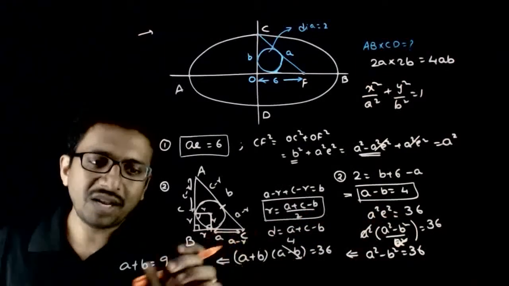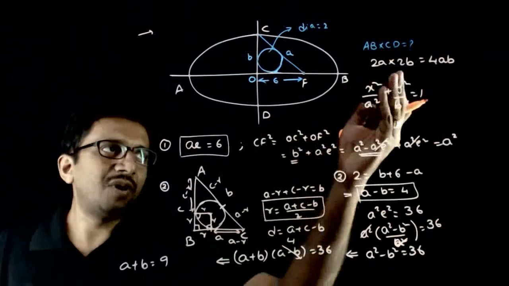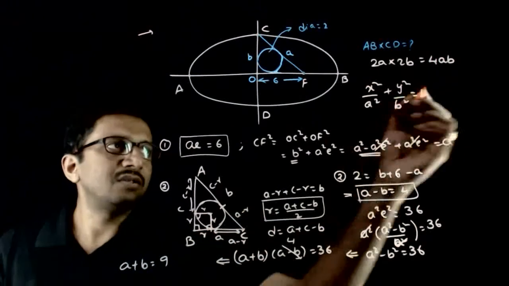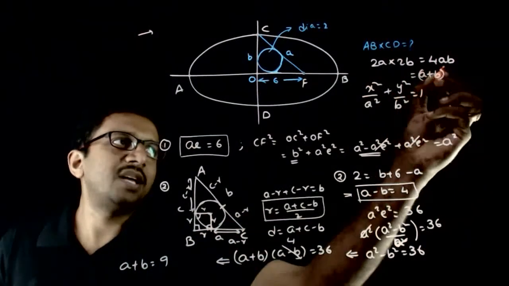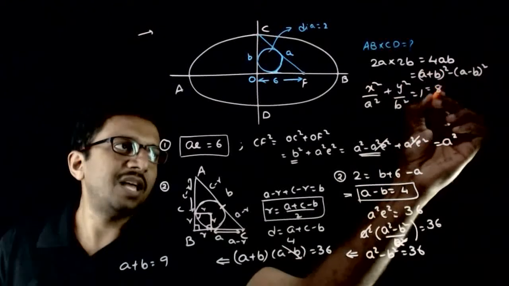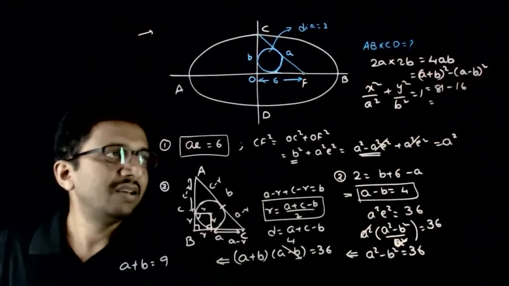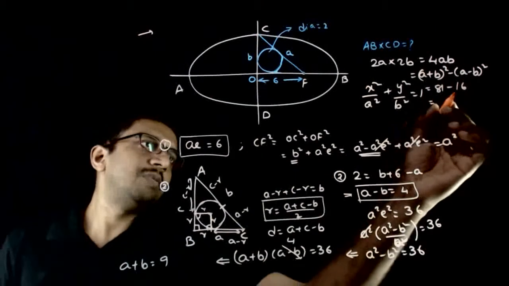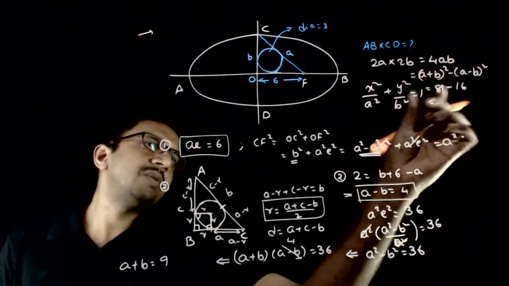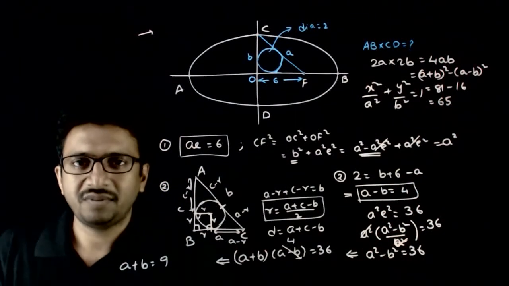So A plus B is equal to 9, A minus B is equal to 4. From these two, can you find A and B? Or directly, if you want 4AB, I can just do A plus B whole square minus A minus B whole square. So 4AB is nothing but A plus B whole square minus A minus B whole square, that is equal to 81 minus 16. That is 65. So 4AB is equal to 65. Thank you.